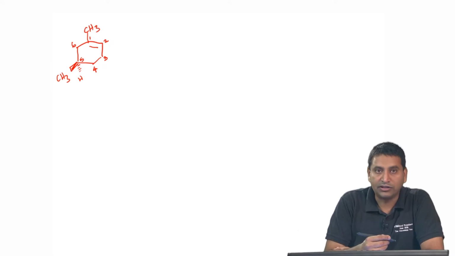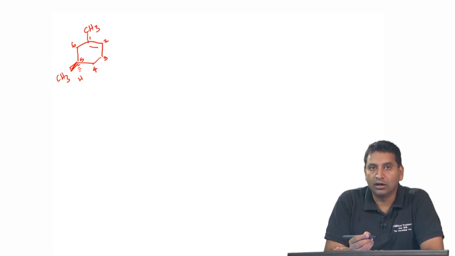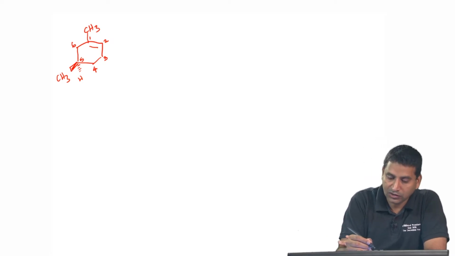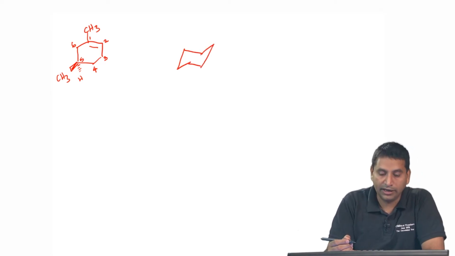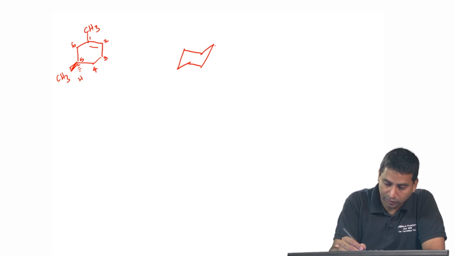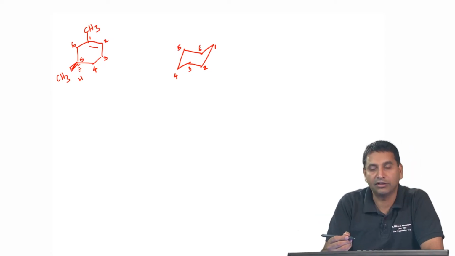The second thing I am going to do is to try to draw this in a chair conformation. Although it is a little difficult to draw an olefin in a chair conformation, let us try and do this with some minimal modification to what we have encountered so far. I will just draw a chair as we normally draw it, and let me follow the same numbering system, which is 1, 2, 3, 4, 5 and 6. That is my 6-membered chair conformation.